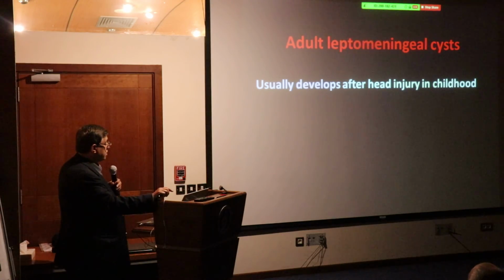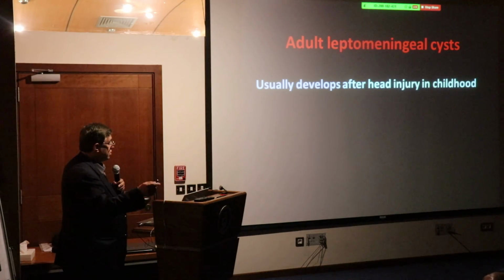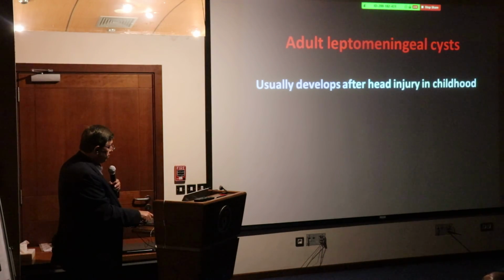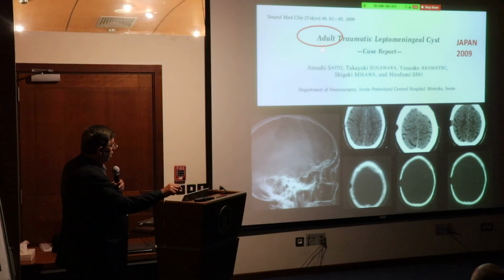Do we have it in adults? Yes. There is a group of adults who develop leptomeningeal cysts, but usually these people had a head injury as children. It was missed and they just continued to grow. So these are the papers from Japan. Adult traumatic leptomeningeal cyst. You can see the bone is disappearing gradually.